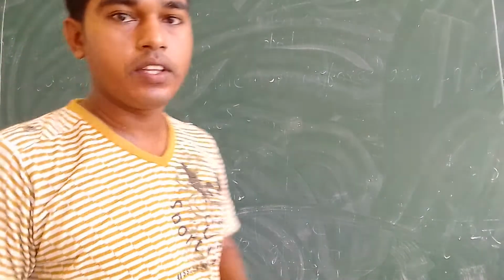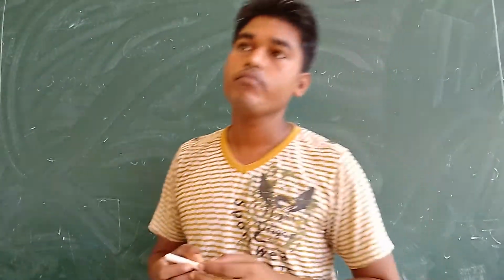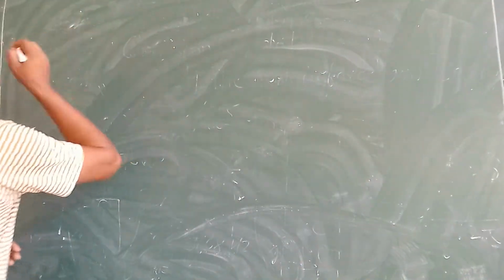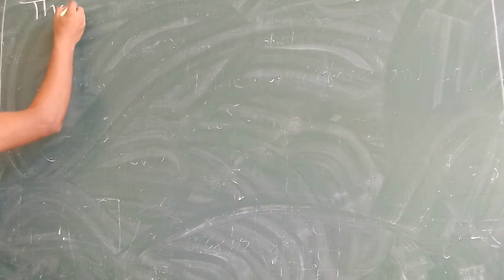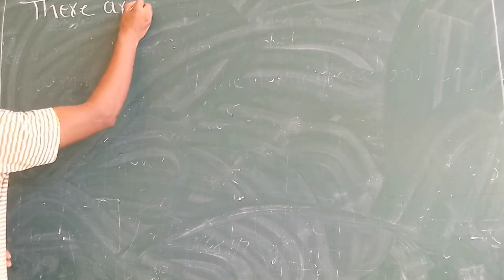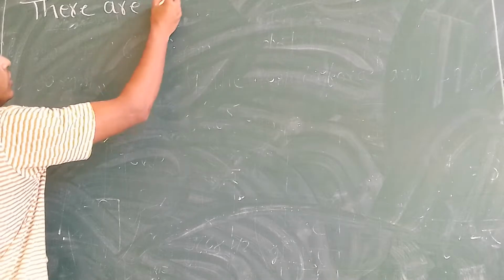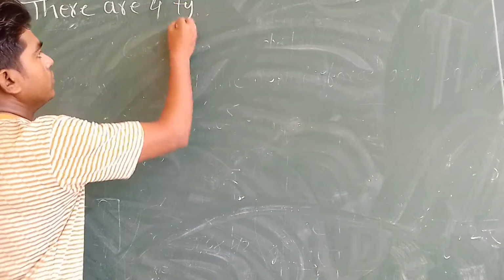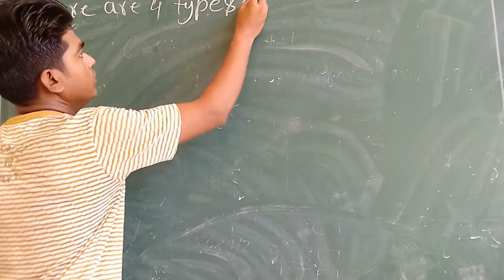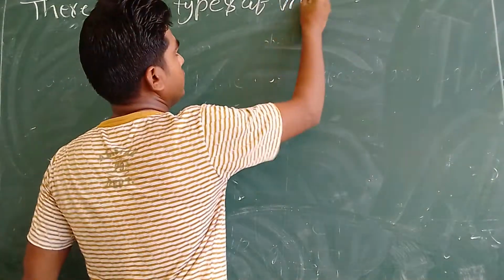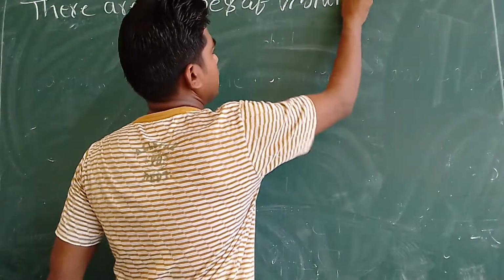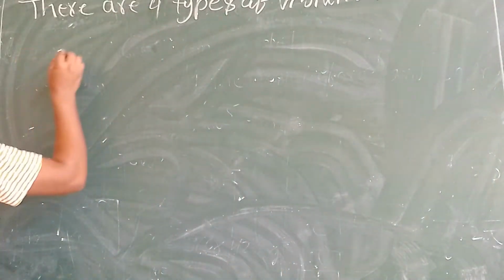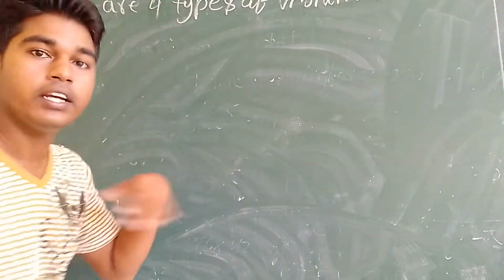Now we start the different types of vibration. We have studied the four types of vibration. There are four types of vibration, and the first one is divided into two parts, and then divided again into two parts.